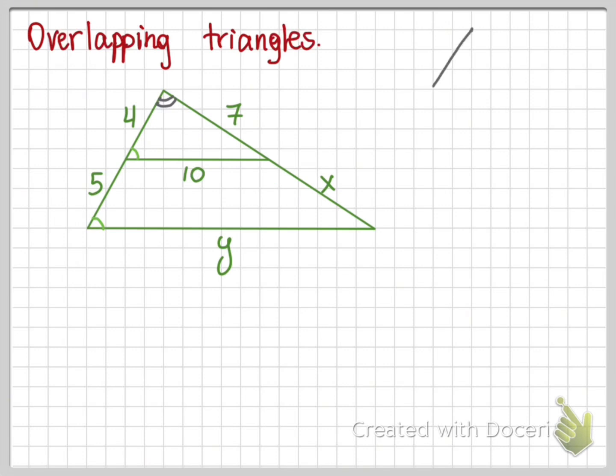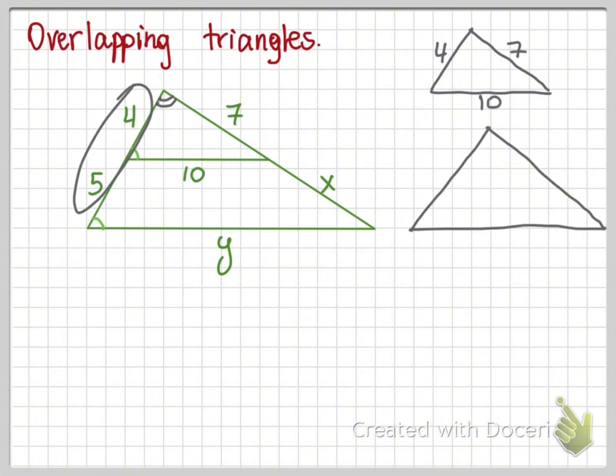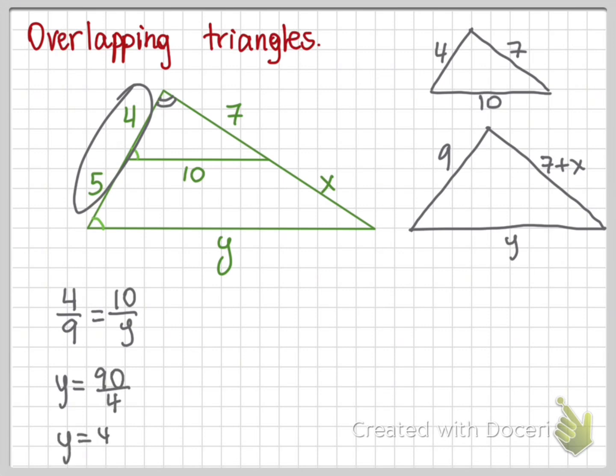But before, we're going to draw these triangles separately. So we have the small triangle, 4, 7, 10, and then we have the big triangle that actually we have to add 4 plus 5 to find that side, 7 plus x to find that one, and then that's y. Using what we already know about similar triangles, we can write 4 over 9 and 10 over y and write our first proportion. Then we do cross multiplication and we get 90 over 4, which reduced is 45 over 2.